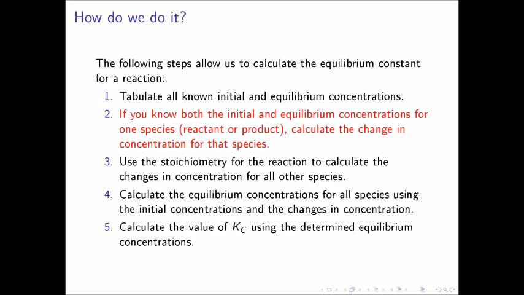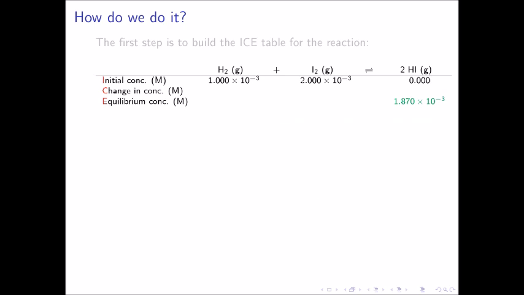Step 2 tells us that if we know both the initial and equilibrium concentrations for one species, we can calculate the change in concentration for that species. Since we know the initial concentration of HI is 0, and its equilibrium concentration is 1.870 times 10 to the minus 3 molar, we can calculate the change by taking the difference. This indicates that we must increase the concentration of HI by 1.870 times 10 to the minus 3, and we can enter that value into the change row.